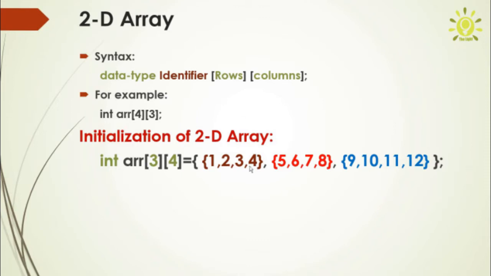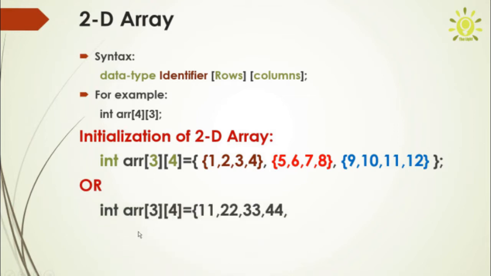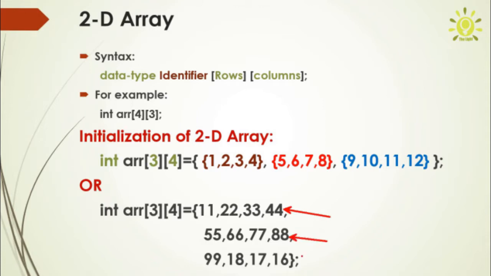Each row is separated with a comma. The second method of initialization of a 2D array is to write the first row and press enter, then the second row and press enter, and then the third row, all written in curly braces. That represents the first row and then enter, the second row and then enter, and then the third row. You can see the first column, second, third and fourth column. So it looks like a table.